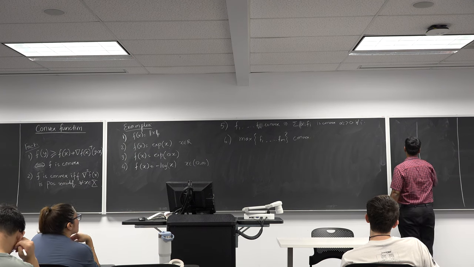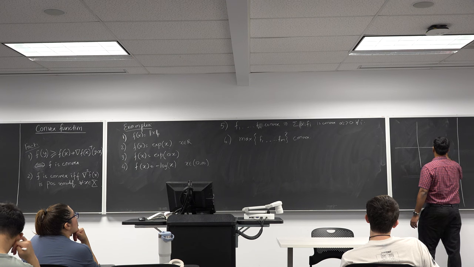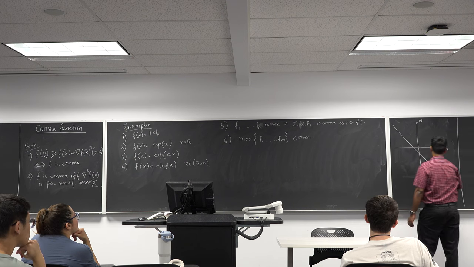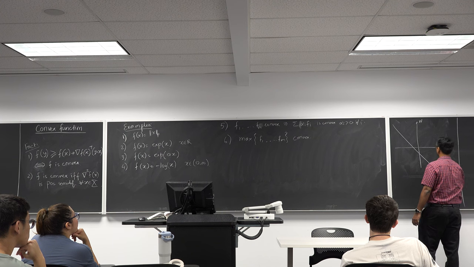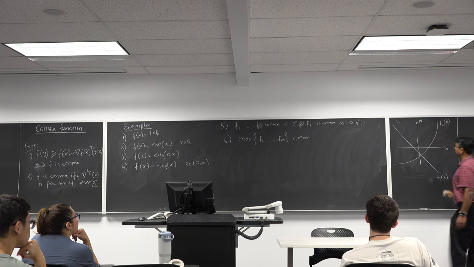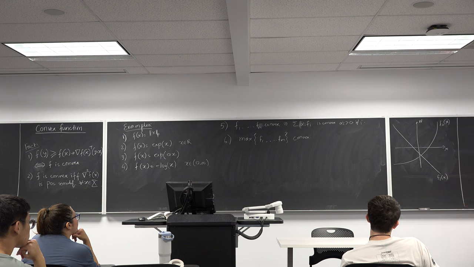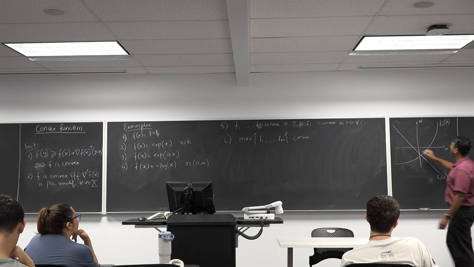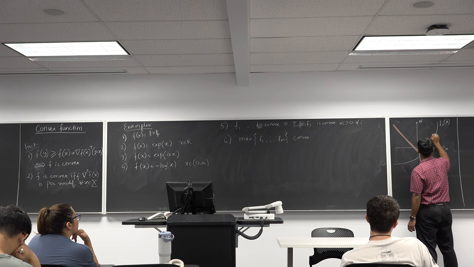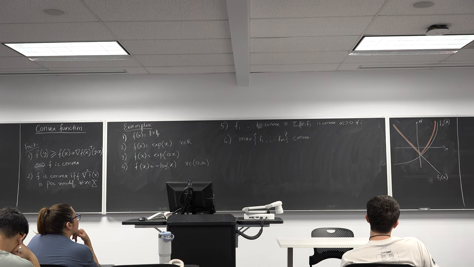But in a figure, here is the way to see it. So this is my f1 of x. This is my f2 of x. What's the maximum of f1 and f2? So the maximum is basically this. That's the maximum of f1 of x and f2 of x, and that's a convex function.